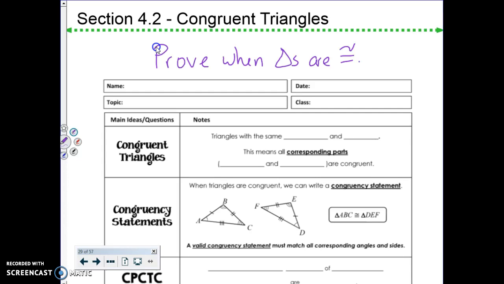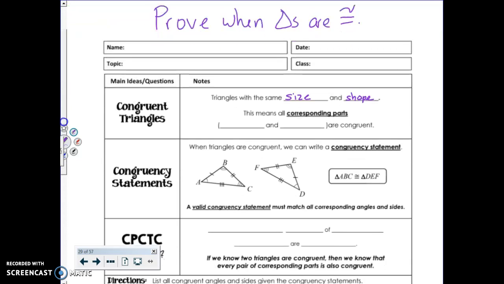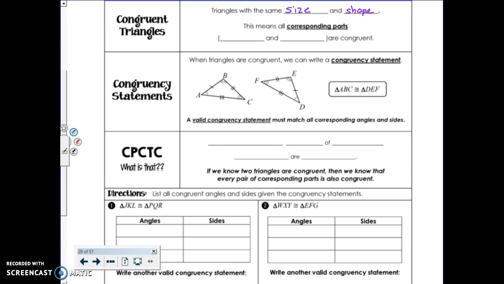So congruent triangles are triangles that have the same size and shape. You can have triangles that have the same shape, such as two equilateral triangles, but one can have sides of 2 centimeters and one can have sides of 10 centimeters each, so they're not the same size. This means that all their corresponding parts are also congruent. And when we talk about corresponding parts, that is when you pick up one triangle, you lay it on the other, and the parts that match up are congruent. So that means that sides and angles are congruent.